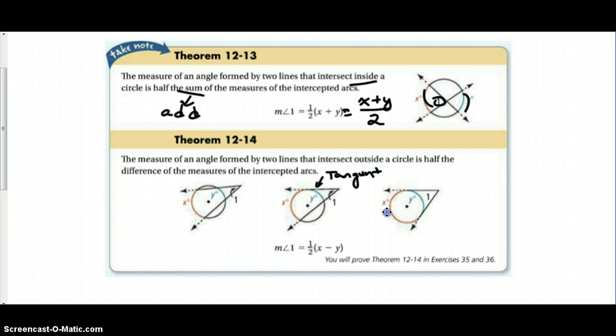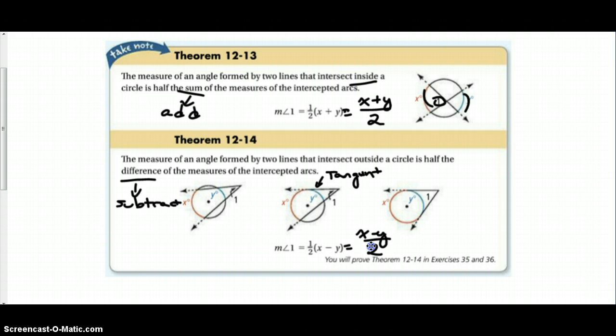But the way that you find the measure of angle 1 is the same in each case. The measure of the angle formed when the two lines intersect outside the circle is half the difference. So instead of an addition problem, this time it's a subtraction problem. The measure of angle 1 will be half of x minus y, or we can rewrite it as (x - y) divided by 2.